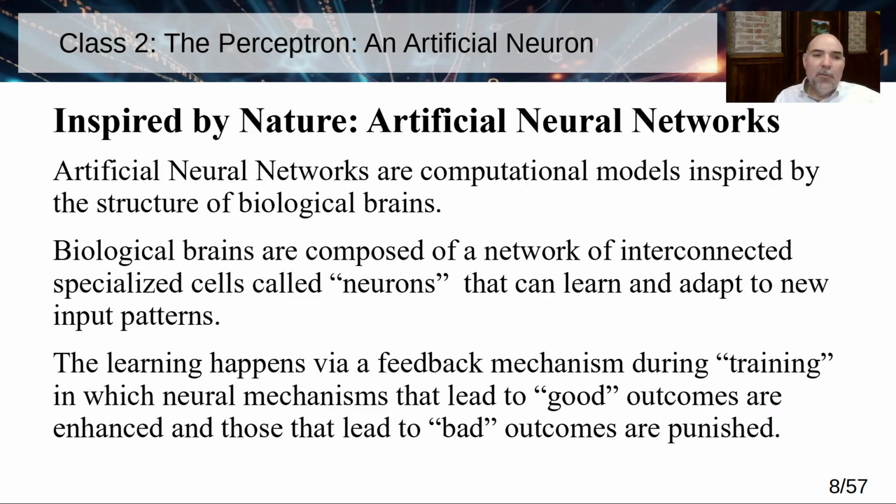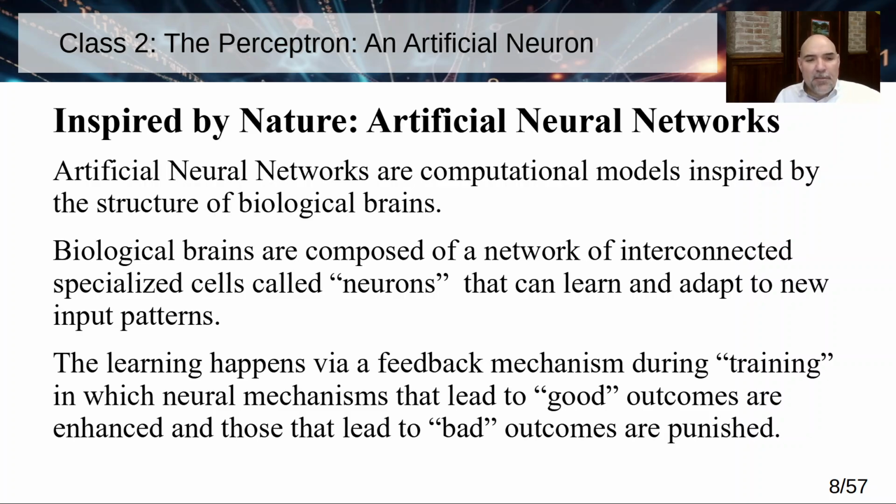So the idea there is we have specialized cells in our brains, and in the brains of any animal that has a brain, that's called a neuron. And that neuron has a particular way that it works, and it can learn and adapt and change itself based on input patterns and a feedback mechanism that enforces some of the patterns and de-emphasizes or reduces the importance of other ones. And that feedback mechanism is what we call training.